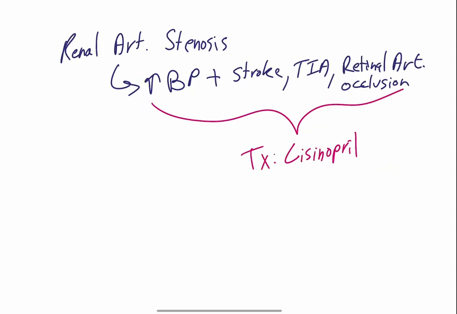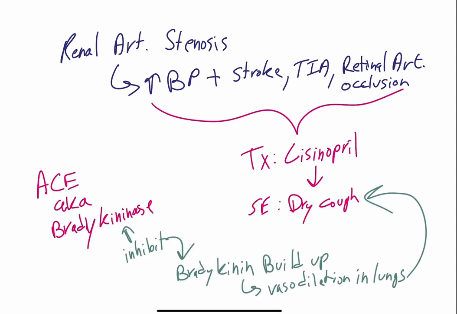In renal artery stenosis, when you see a patient with high blood pressure plus stroke, TIA, or renal artery occlusion, they want you to give them lisinopril. ACE inhibitors can cause a dry cough. That's because ACE, angiotensin converting enzyme, is also known as bradykininase. So inhibiting this enzyme leads to a bradykinin buildup, which causes vasodilation in the lungs and results in that dry cough that ACE inhibitors are famous for.